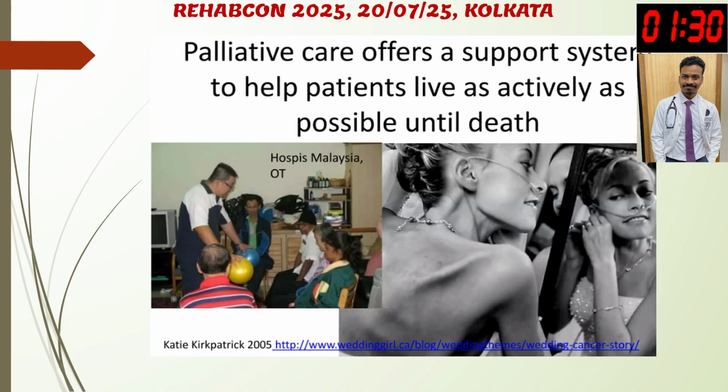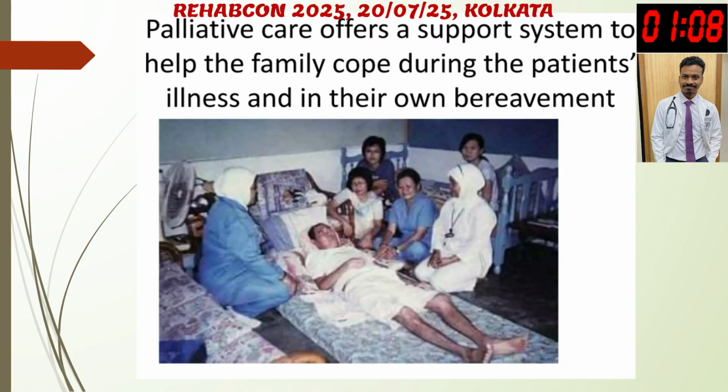Then palliative care offers a support system to help patients live as actively as possible until death. So we know that we can't control how long the patient is going to live. We don't have that in our hands, but we can definitely control how the patient is going to live. In what way they can live, what feels important to them, that can be controlled. So it will ultimately improve their quality of life.